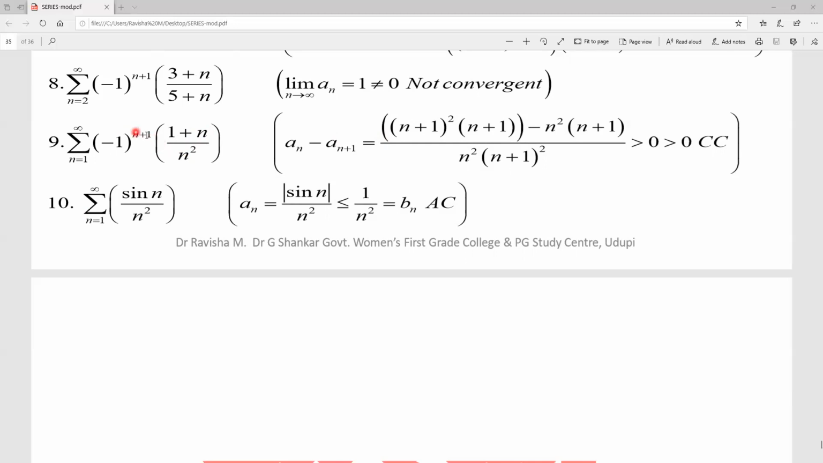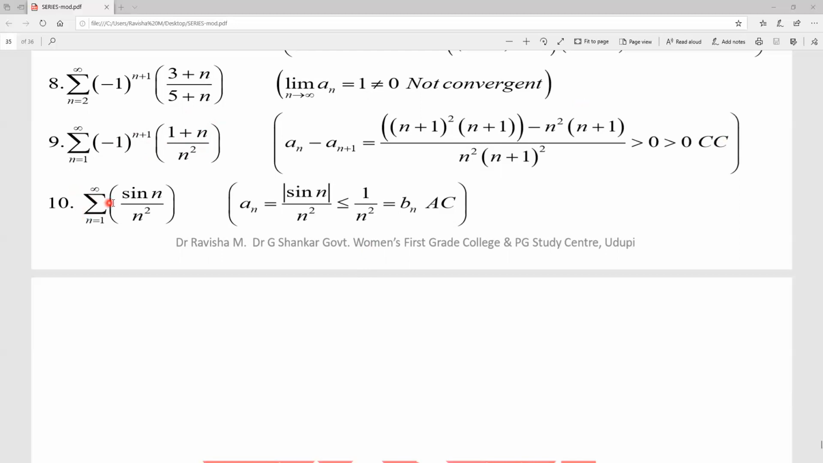Let us see whether the absolute series is convergent or not. The absolute series is the sum from n equals 1 to infinity of (1 plus n) by n squared. This can be written as 1 by n squared plus 1 by n. The series 1 by n squared is convergent, a p-series with p equal to 2, greater than 1. But 1 by n is divergent. Therefore, the whole series is divergent. Therefore, the given series is conditionally convergent.